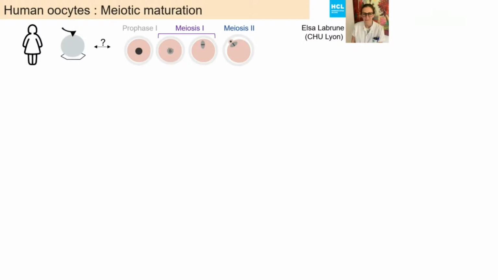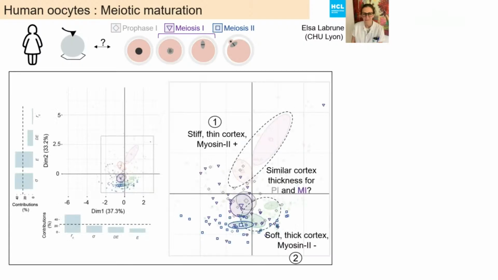We measure them with atomic force microscopy, and again, I will directly show you the PCA. On the PCA, we keep the previous regions 1 and 2, with the different mechanics and the different cortical organization. And then we add the 3 stages of meiotic maturation in human. As you can see, P1 and M1 overlap and M2 is distant.